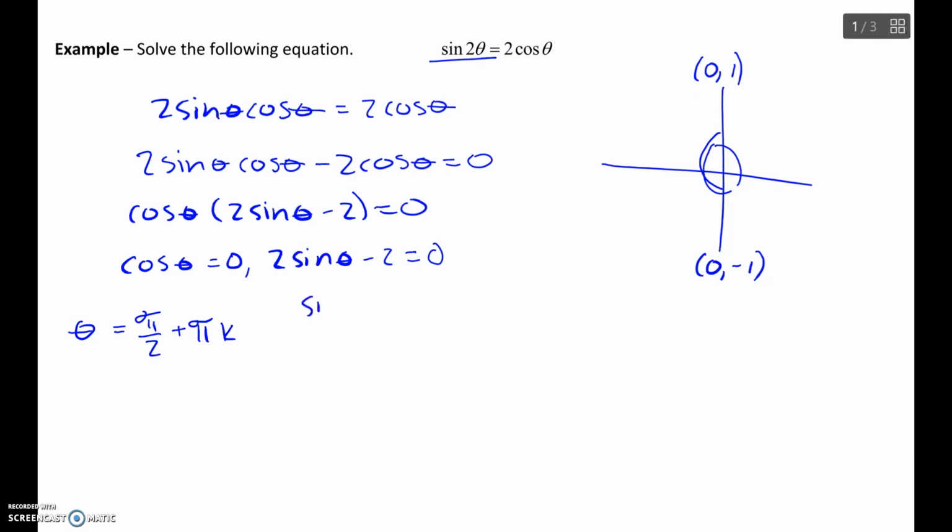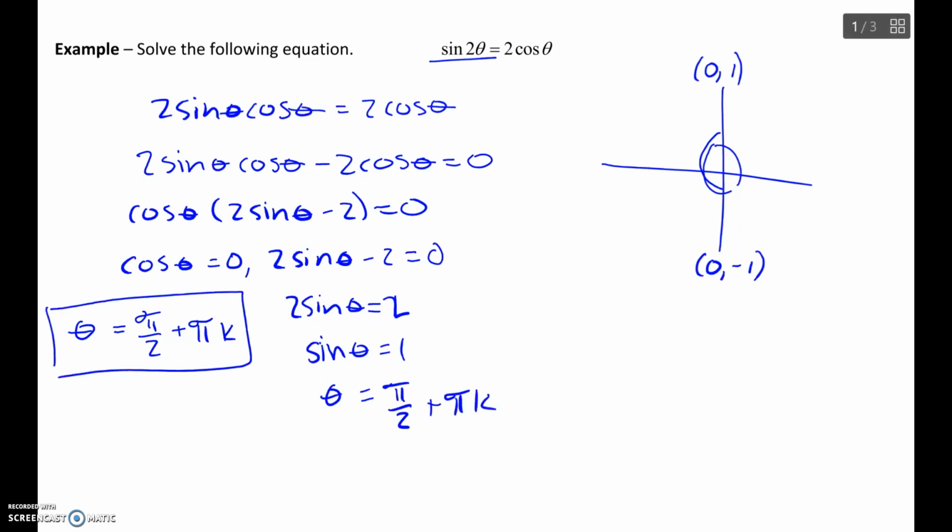And then 2 sine theta equals what? 2. So sine theta equals 1. Where's your sine 1? Well, my sine is 1 at pi over 2 plus 2 pi k. But that's already included in the solution, so we already have it. So that's just your only answer. The pi over 2 plus pi k will take care of both of those situations.